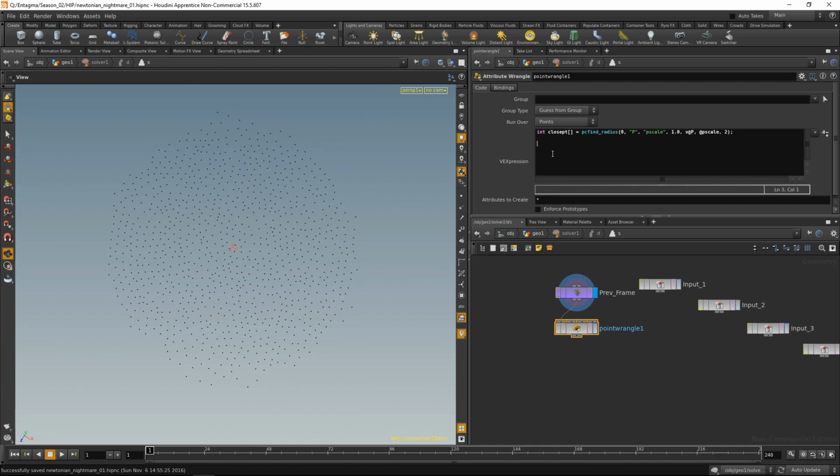So the next thing we're going to do is check if we actually found points that are intersecting each other, or rather found spheres that are intersecting each other, with the help of an if statement.